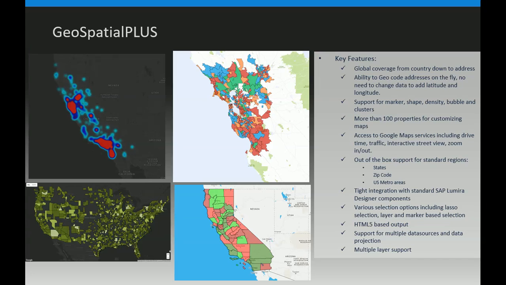In addition, we also have the ability to support standard regions out of the box. For example, we don't have to bring in an additional shapefile or GeoJSON file to represent the state codes or US metros on the geomap.